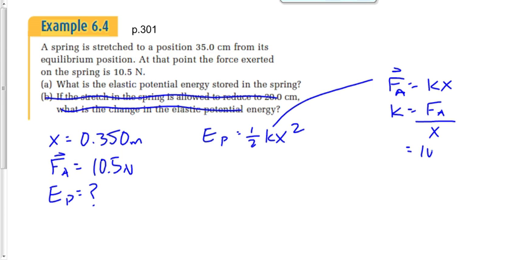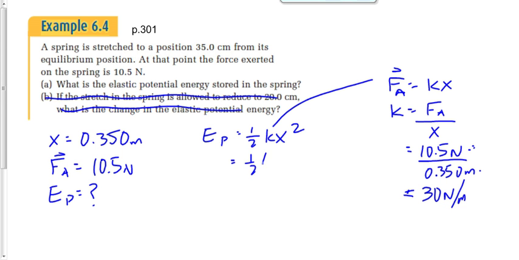10.5 newtons over 0.350 meters. That gives me a spring constant of, I think it's 30, isn't it? 30 newtons per meter. That's where the units for spring constant come from, right? F over x, newtons per meter.